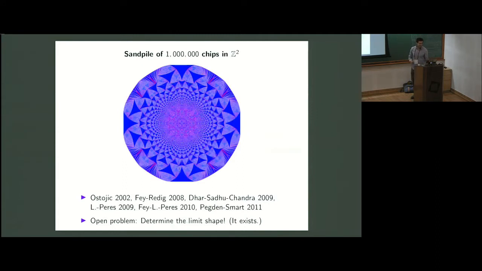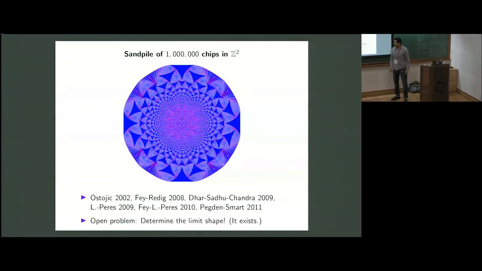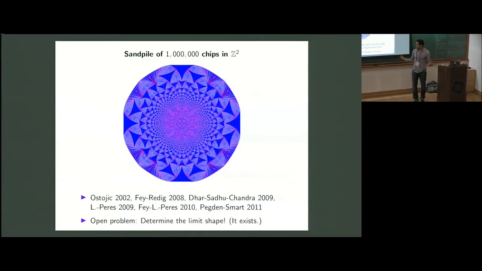This is a bitmap image. There are 4 colors in the image, and each pixel is colored according to how many chips ended up at that vertex of Z^2, where the starting configuration was 1 million chips here in the center. And, well, many people have thought to make this picture, right? It's like a kind of natural experiment to do.